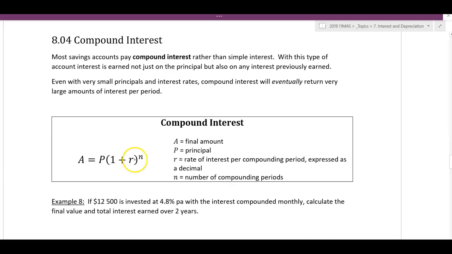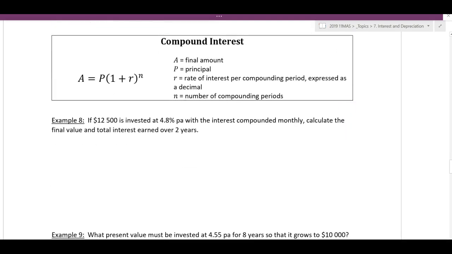Again, like simple interest, and more importantly here, while the interest rate might be quoted per annum, it might say compounding monthly, in which case I have to divide my interest rate by 12 to get a monthly interest rate, and I need to calculate how many months, being the compound periods, to put up here where n is. That's very important.